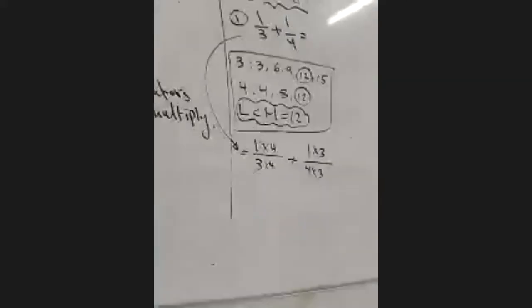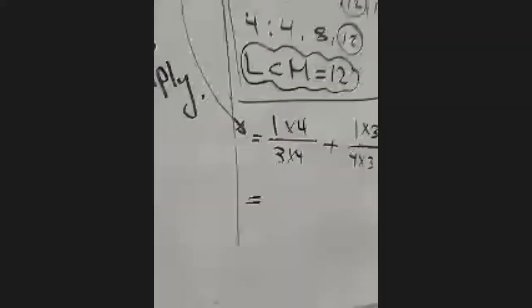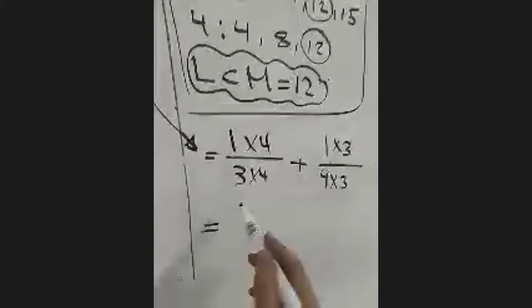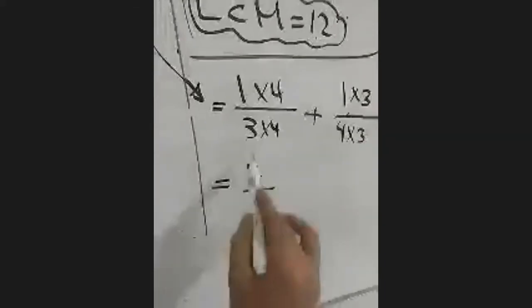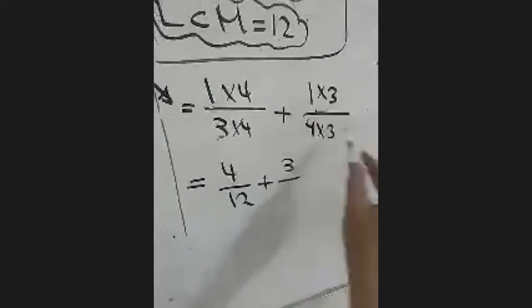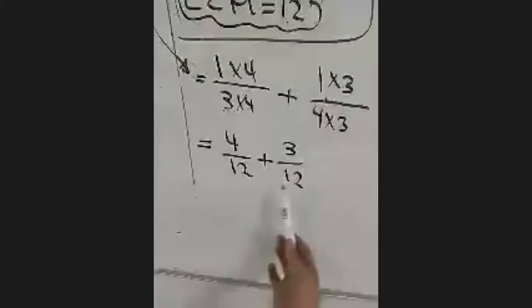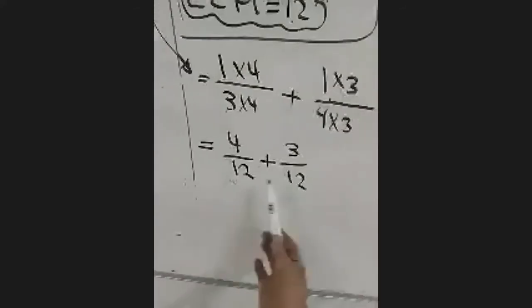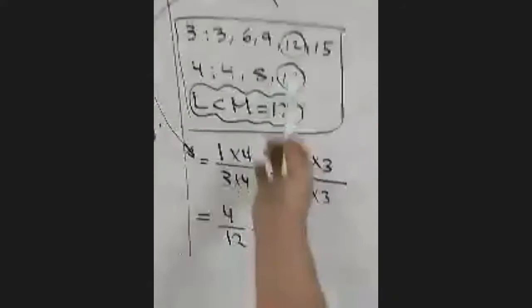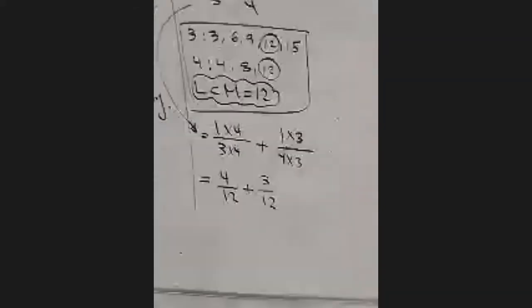Like this. The next step, we find the multiplications. We put equal like this and find the answers. 1 multiply 4, 4. 3 multiply 4, 12. Plus 1 multiply 3, 3. 4 multiply 3, 12. Now look at the denominators down: 12, 12, and the least common multiple 12. Make the denominators to be the least common multiple. I did.